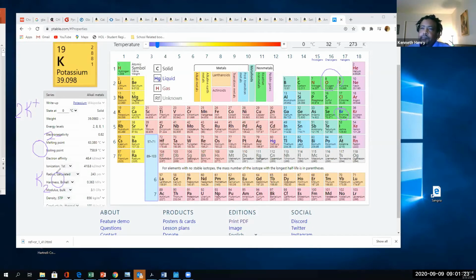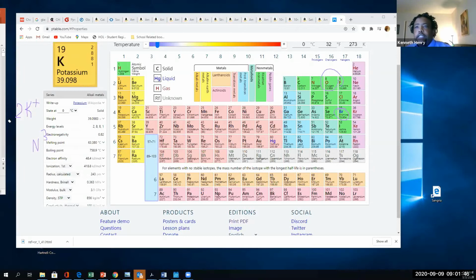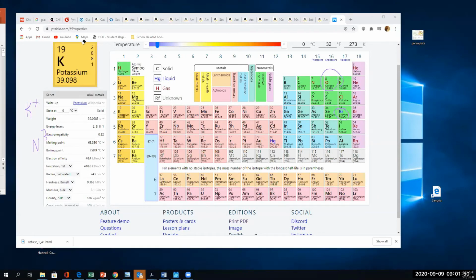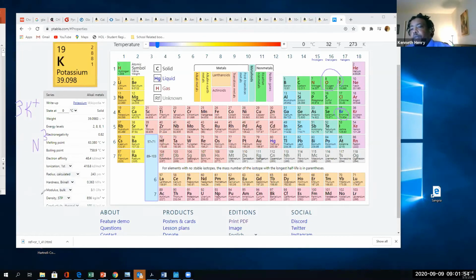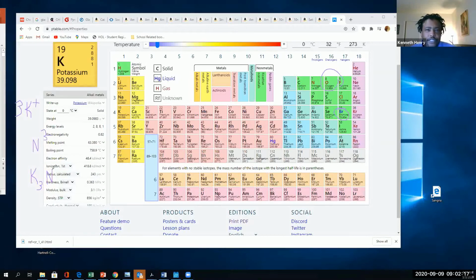Do you guys see that? Okay, so what happens if instead of oxygen I have nitrogen? What's going to be the charge on nitrogen? -3. How many potassiums am I going to need to balance it out? 3. So what would be my chemical formula for potassium nitride? K3N. Do you guys get that? Pretty simple, right? Not too hard. It's just simple math.